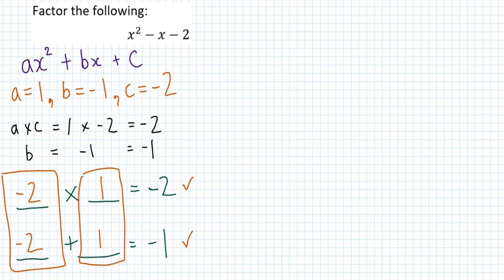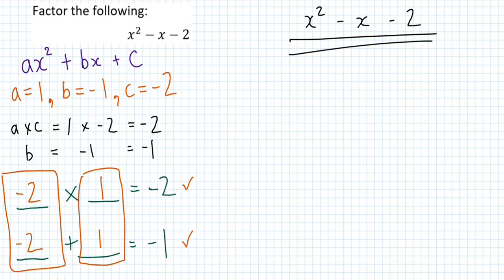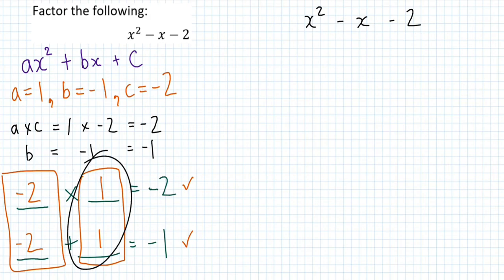Okay, so that seems like a lot of work. But now that we have those, the rest is pretty simple. We're going to rewrite the equation. So the very original equation, just rewriting it, is x squared minus x minus 2. But we're going to rewrite this equation with the new numbers that we got, -2 and 1. I'll show you how we do that. We're going to expand the equation.